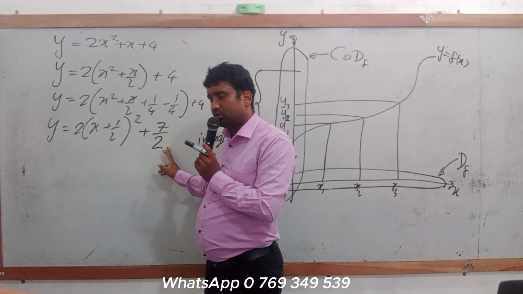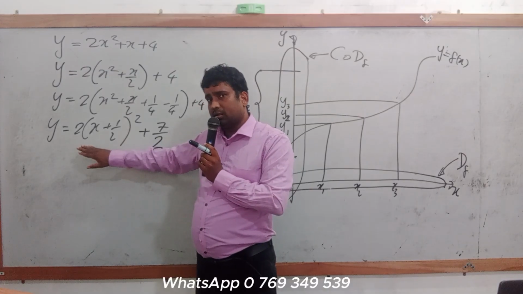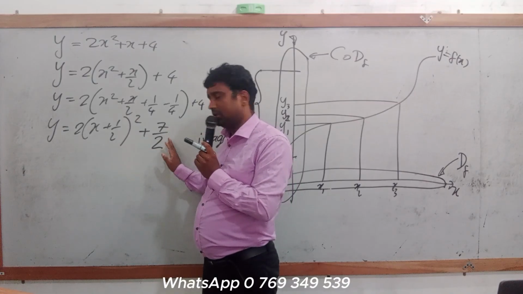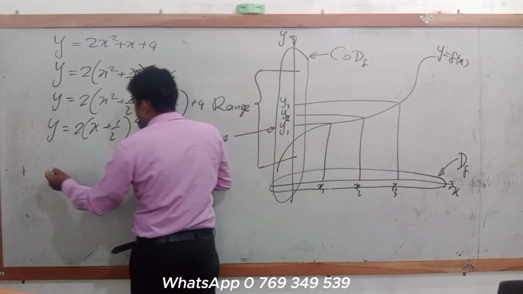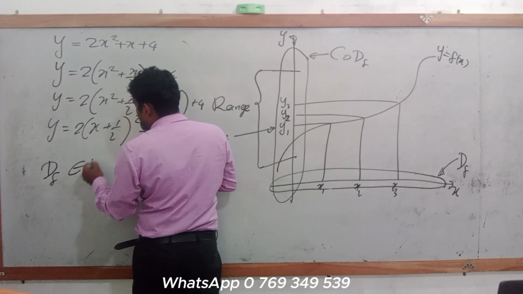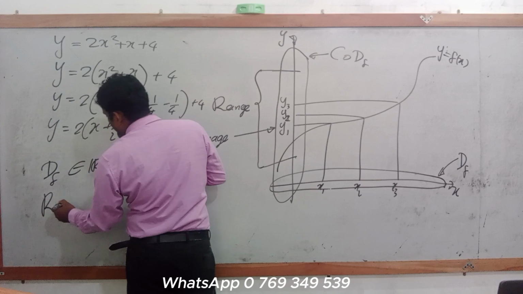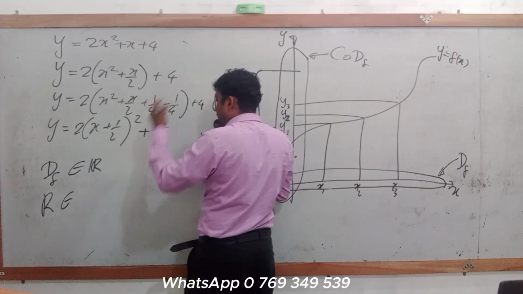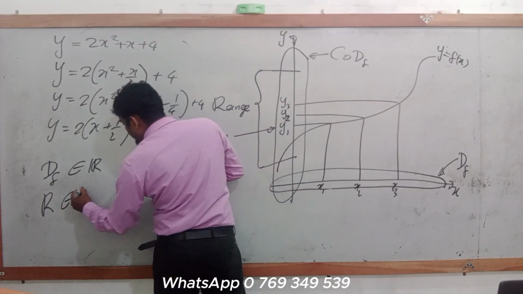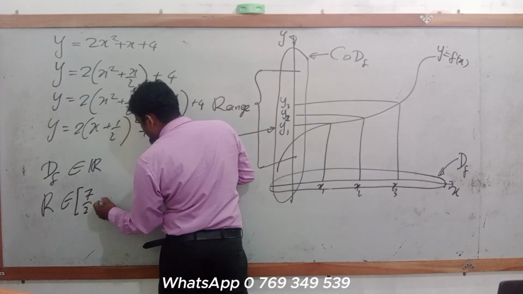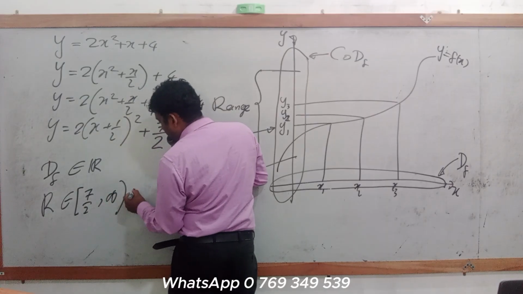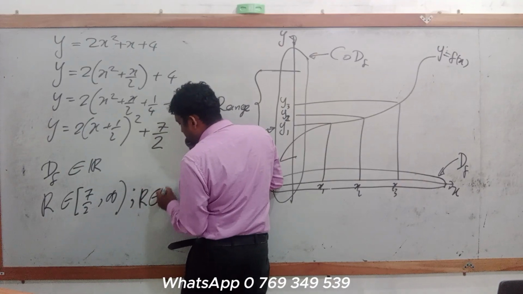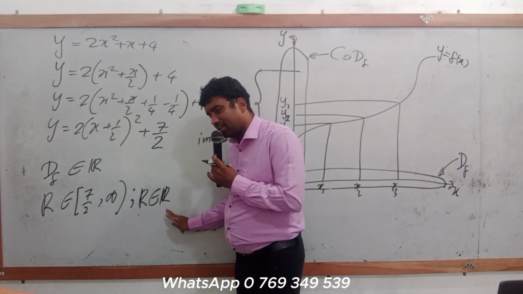The minimum value of this squared term is 0. Therefore the minimum value here is 7 over 2. Now we know that Df is R, and the range is 7 over 2 or greater. That may be equal, no? Therefore, the range is the closed bracket 7 over 2 to infinity. R is the symbol of the real numbers.